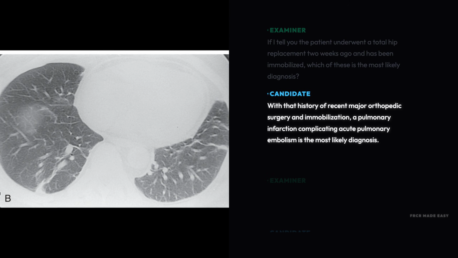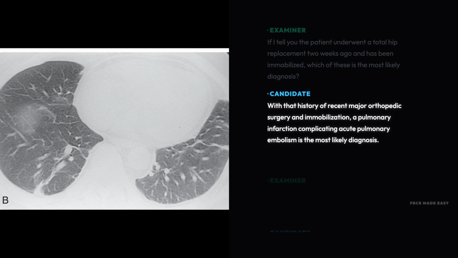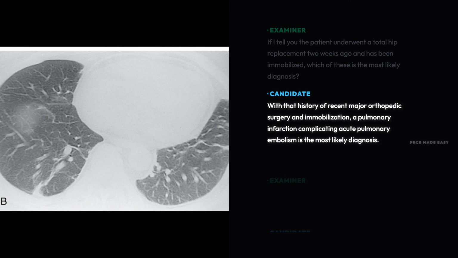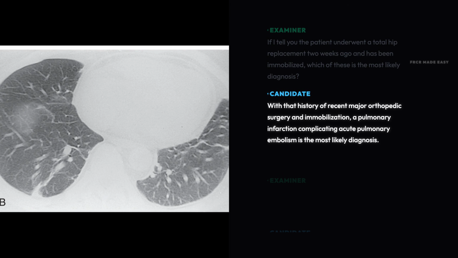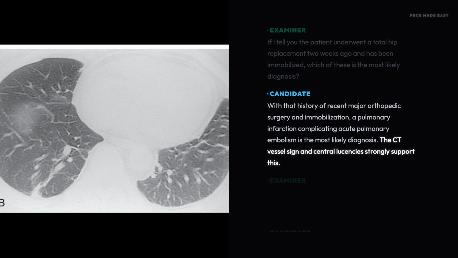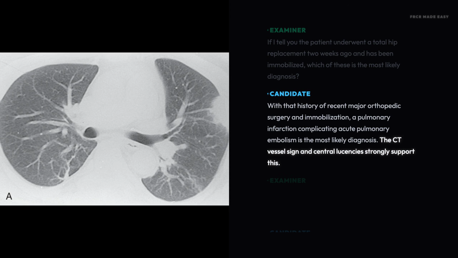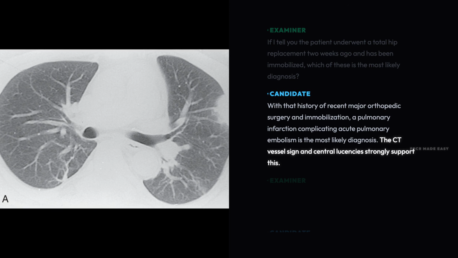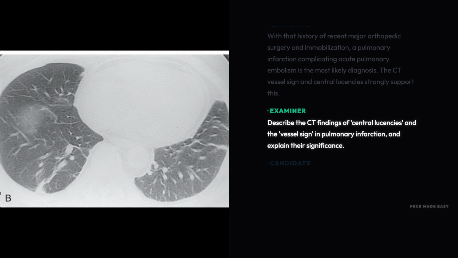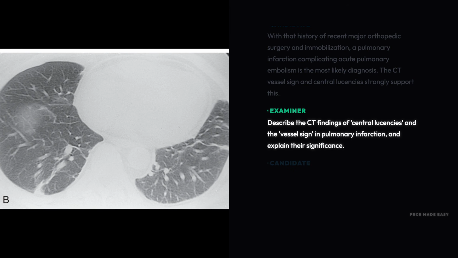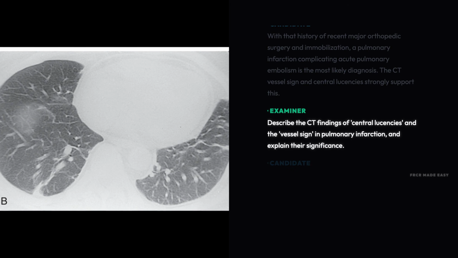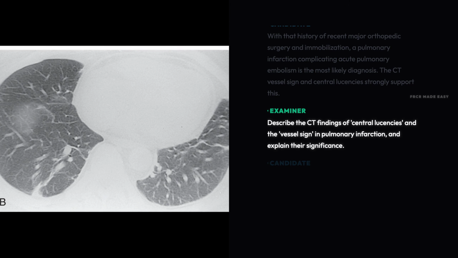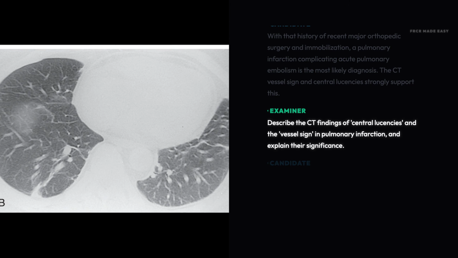With that history of recent major orthopedic surgery and immobilization, a pulmonary infarction complicating acute pulmonary embolism is the most likely diagnosis. The computed tomography vessel sign and central lucencies strongly support this. Describe the computed tomography findings of central lucencies and the vessel sign in pulmonary infarction, and explain their significance.